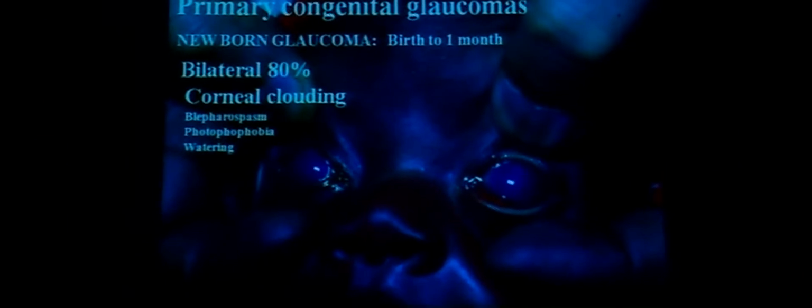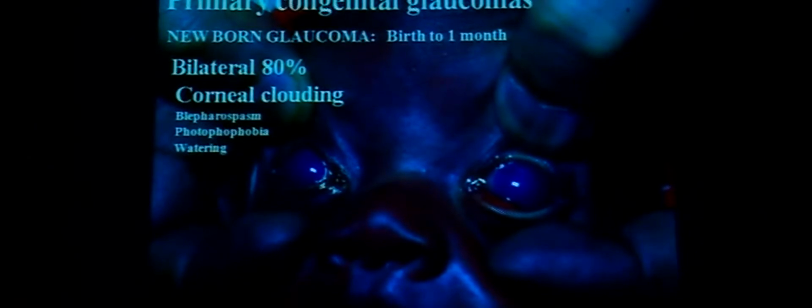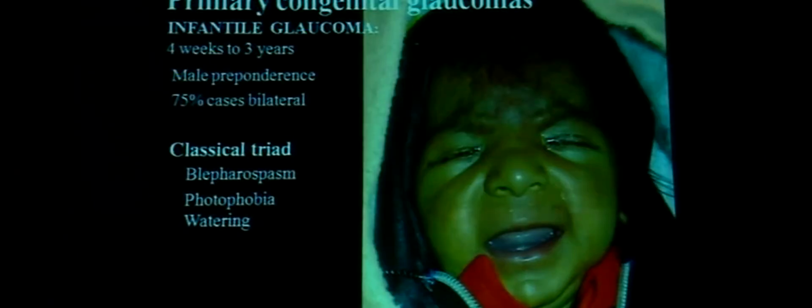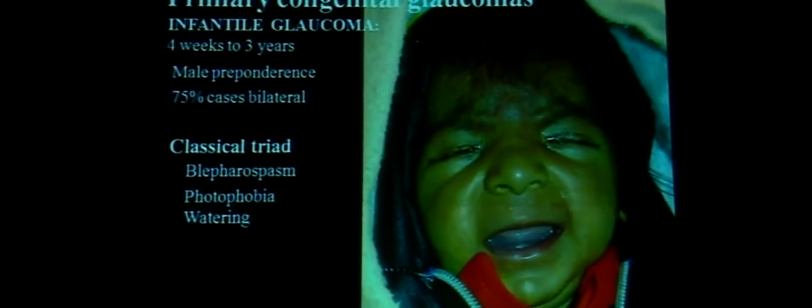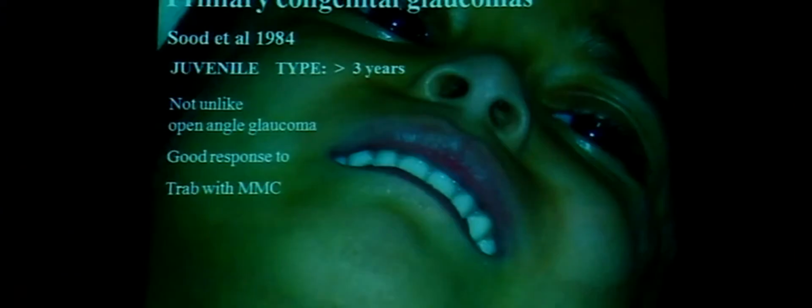In primary congenital glaucoma, the maldevelopment of the trabecular meshwork accounts for the rise in intraocular pressure. Based on a modification of Quigley and Morin, the Apicenter group in 1984 described the clinical features and classification to be followed in India, which gave us an idea of the management and also a guide to the prognosis. This included the newborn variety, present from birth to 1 year, where the classical triad of blepharospasm, photophobia, and watering was absent. Then you had the infantile variety from 4 weeks to 3 years of age, where the classical triad of blepharospasm, photophobia, and watering was present. And then you had the juvenile type, which was not unlike the open-angle glaucoma type.